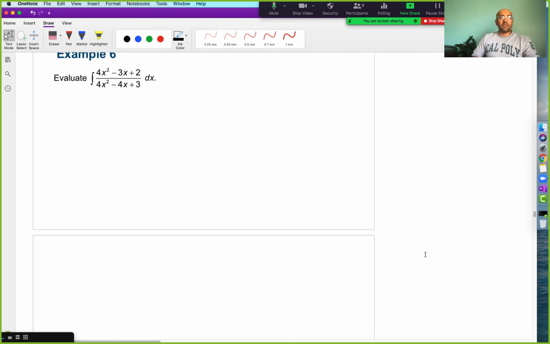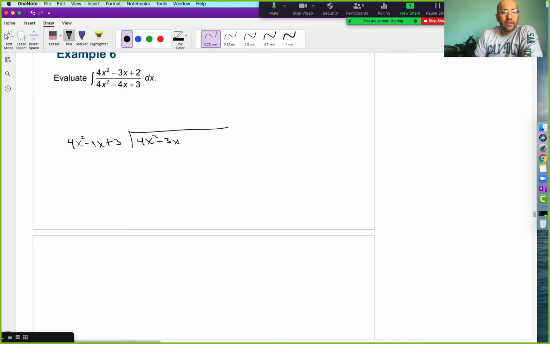Okay, so let's look at this example: 4x squared minus 3x plus 2. First of all, what we want to do is divide these. We use polynomial long division because they have the same degree term. So let's begin with that and see how that leads us. So we have 4x squared minus 4x plus 3, and we want to divide that into 4x squared minus 3x plus 2.